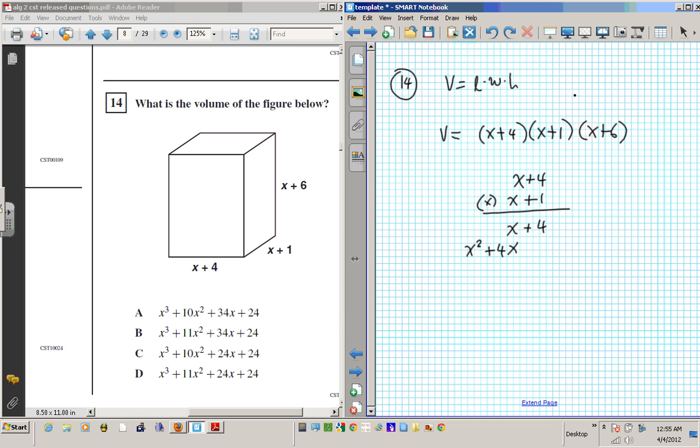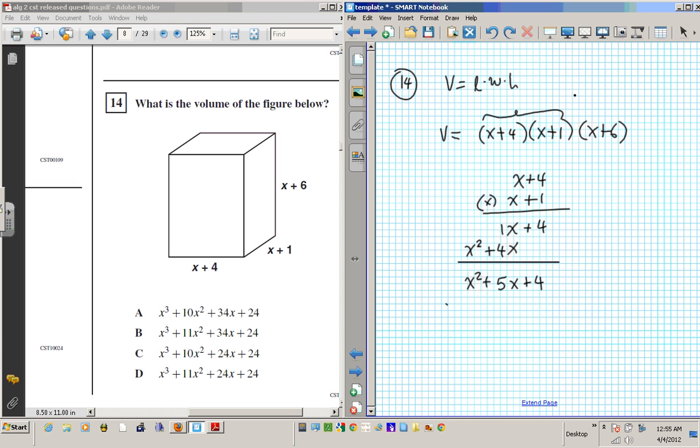Now I'm going to add downwards, down the product, and that will give me the area of the base. So it's basically x squared plus... wait a minute... no, x squared plus 5x, because there's an imaginary 1 here, right? So x squared plus 5x plus 4. That is the area of the base, length times width. But we need the volume, so we need to include the height.